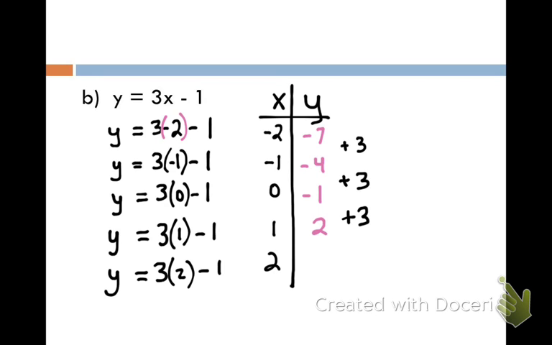3 times 2 is 6, minus 1. 5. How did I get from a 2 to a 5? +3. You added 3. Okay, so notice you have the same exact pattern. You do not have to write your pattern over here, but it's nice just to double check it to see if it worked out. All right, so now you're just going to put a box around it because that is your input-output table.